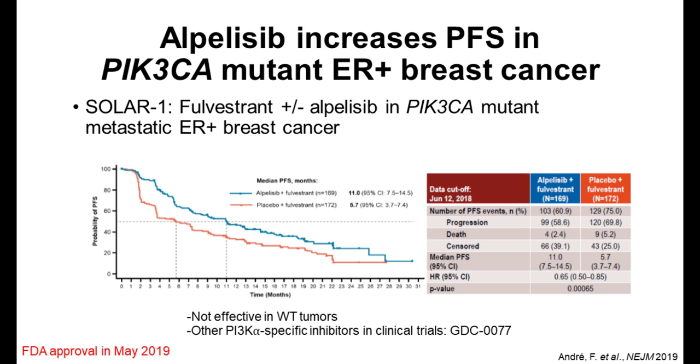Now, one important point borne out in this trial as well as prior trials is that PI3 kinase alpha inhibitors in breast cancer, at least, are not effective in PIK3CA wild-type tumors. And there are other PI3 kinase alpha-specific inhibitors in clinical trials, notably GDC 0077. But this trial was the pivotal phase 3 trial that led to FDA approval of this combination in May of 2019.